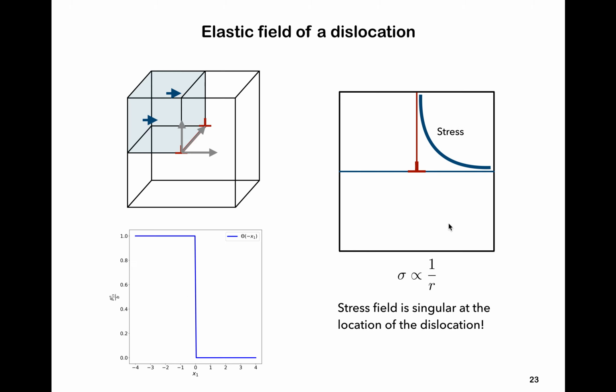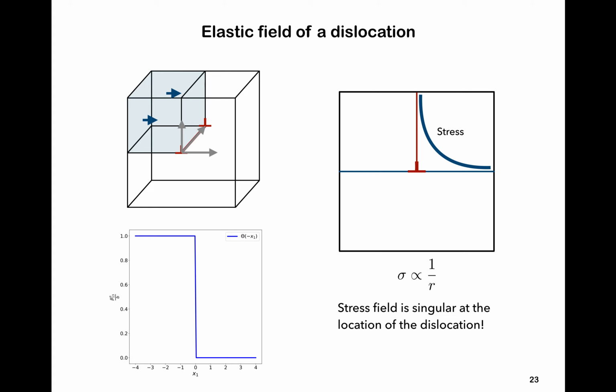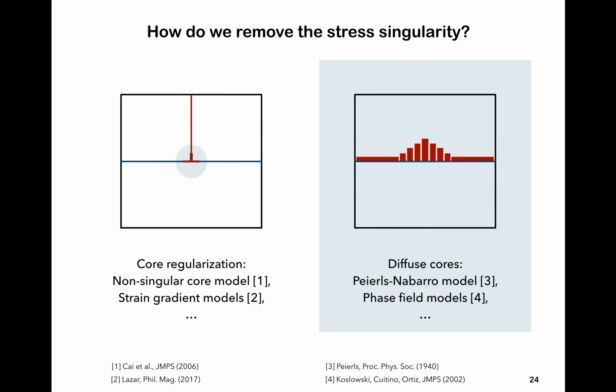Now what I have shown here is just a summary of the discussion so far. The elastic field of a dislocation is singular at the position of the dislocation according to the linear theory of elasticity. Now this clearly is not a very happy state of affairs, right? So we know that in real materials at the core the stresses cannot go to infinity, so we clearly need to correct this theory. How do we go about correcting this theory? That is where a variety of different models have been proposed.